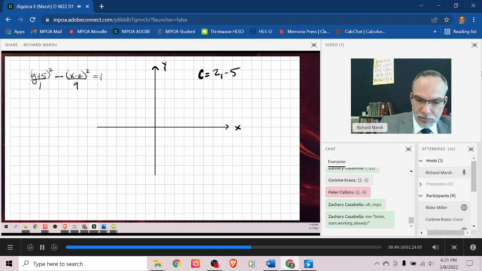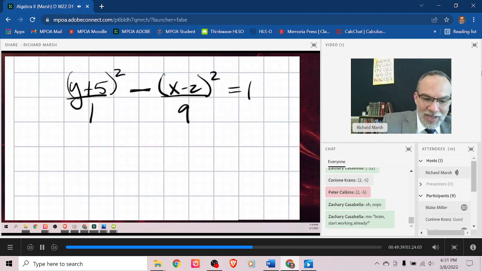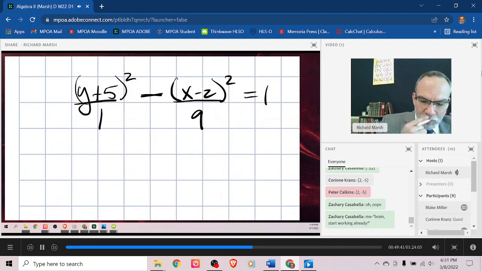Where's that? 2, negative 5, 1, 2, 3, 4, 5, right here. This is the center now. This is the center of the hyperbola. So I'm going to make a little point right there. Now, the center of the hyperbola is not a solution point. Okay, so it's not on the graph. All right? Now, what I have to do is find the denominator roots. This is going to be 1 squared. This is going to be 3 squared. Agreed?